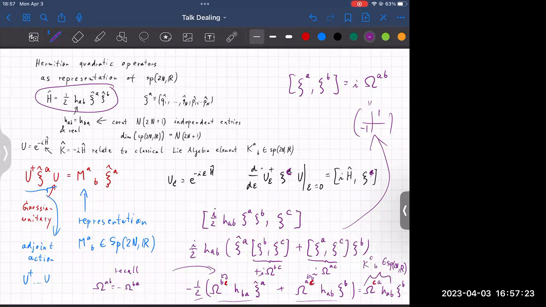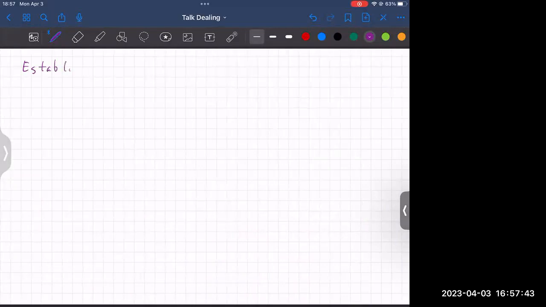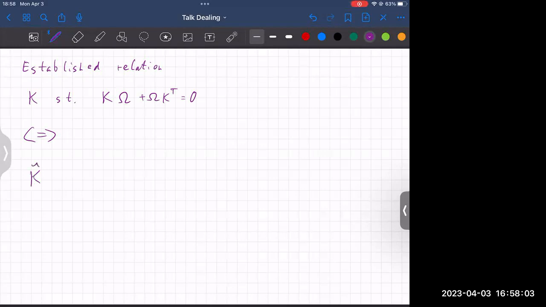So at this stage, now, of course, you can rewrite your H in terms of the indices of K. So, the established relation: K such that K omega plus omega K transpose is equal to 0 is equivalent to K hat being equal to, and now one needs to remember that this is 1/2 psi A psi B with the HAB.